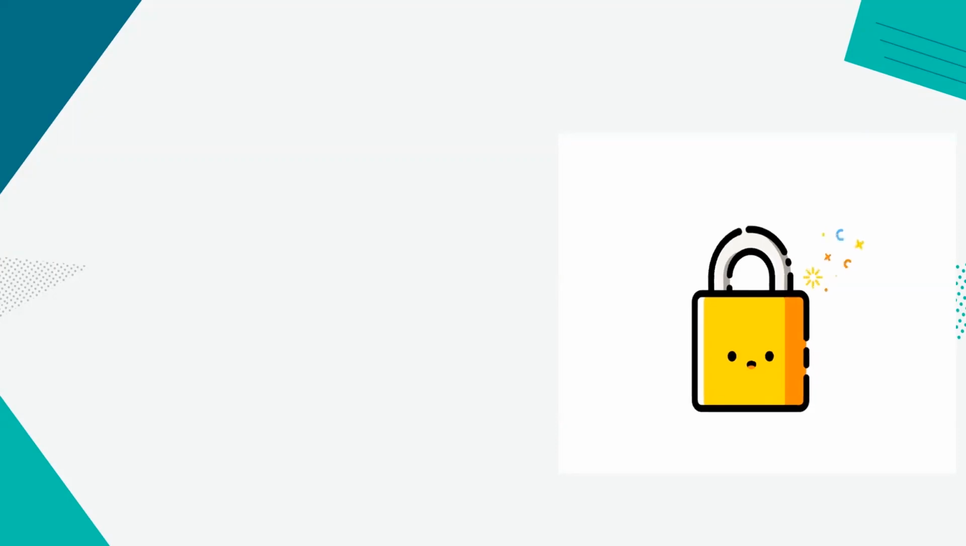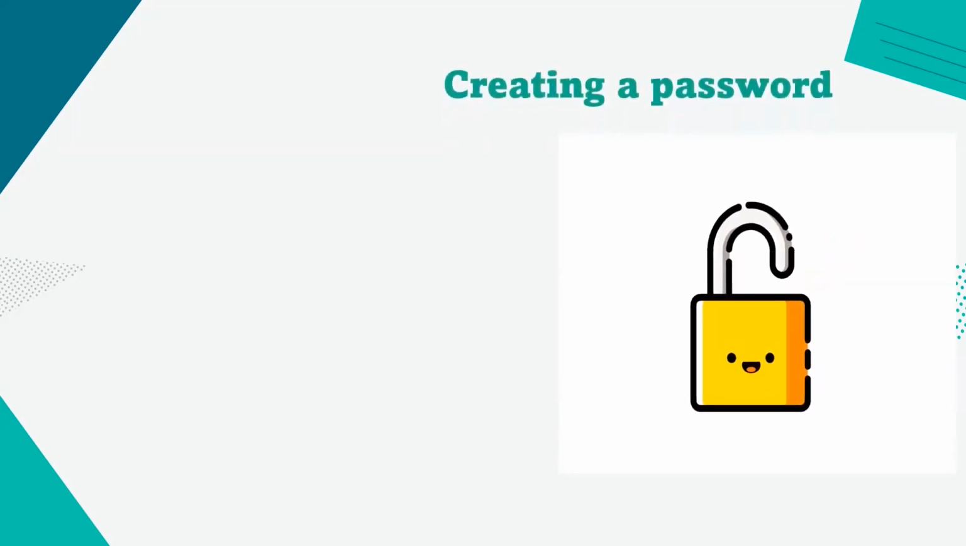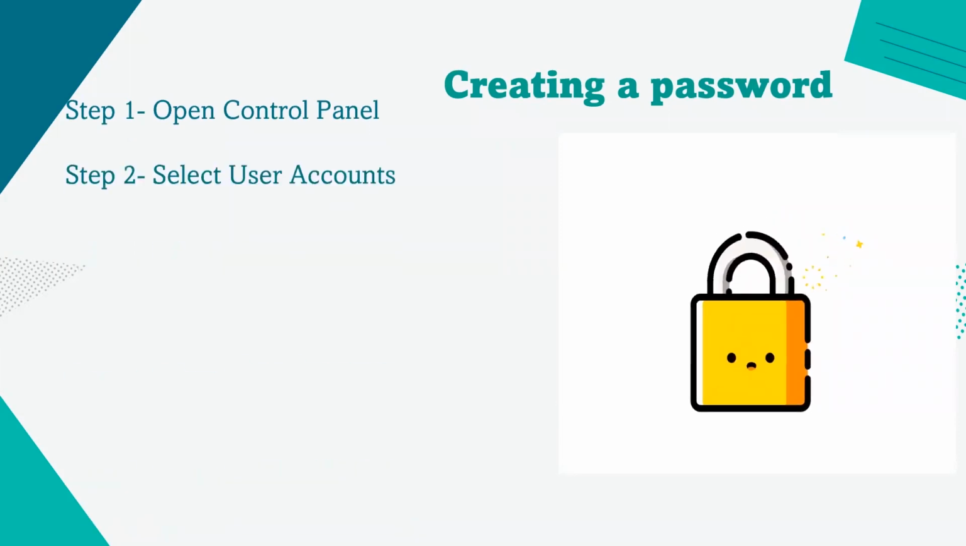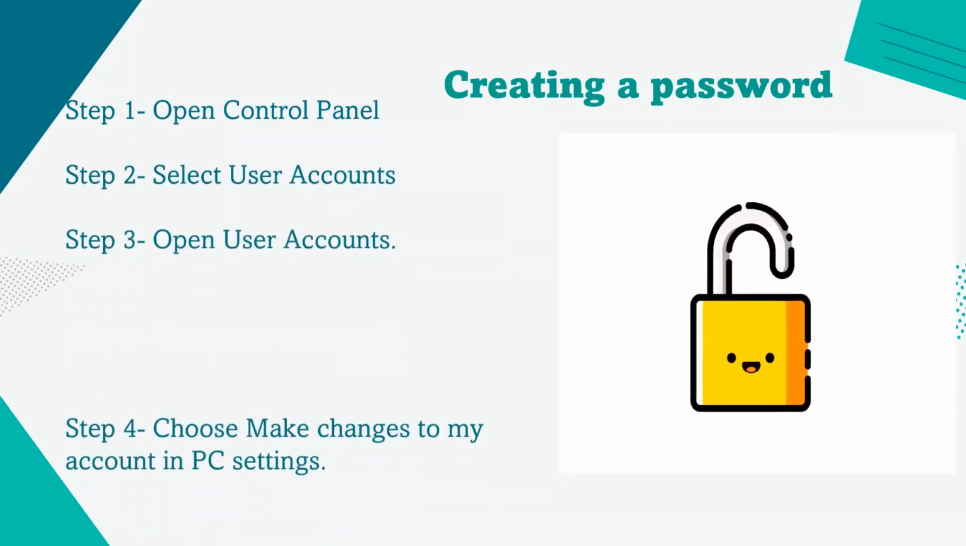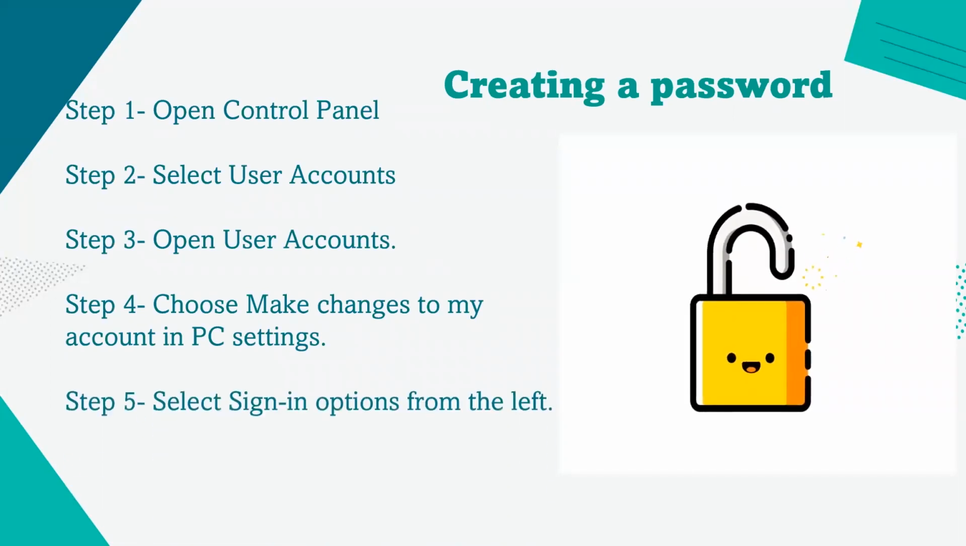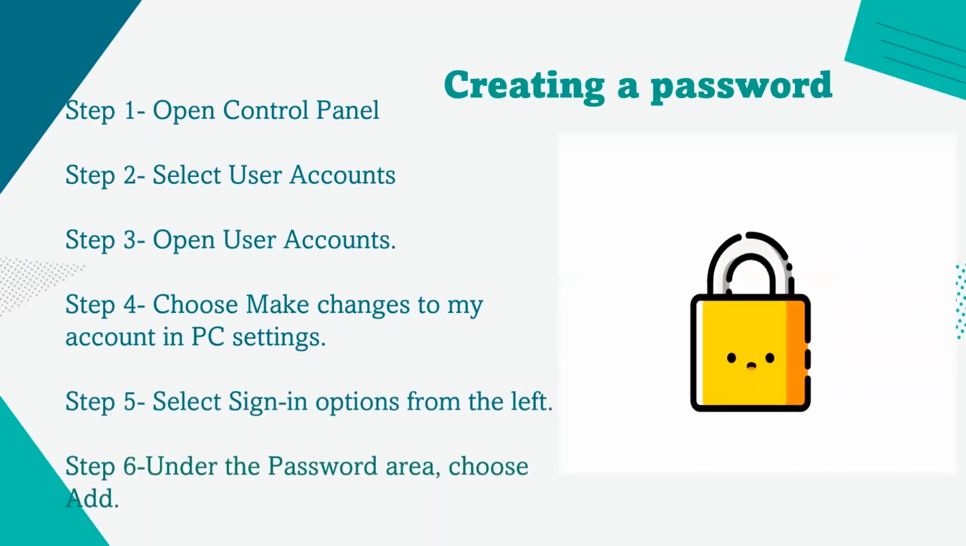Okay, so now let's see how to create a password. If you are using your PC or laptop with others, such as your brother, sister, or your friend, you can have different accounts. So for your account, you can have a password. In order to create a password, the first step is you have to open control panel, then select user accounts, then open user accounts, then select make changes to my account in PC settings. Then select sign in options from the left, and under the password area, choose add.